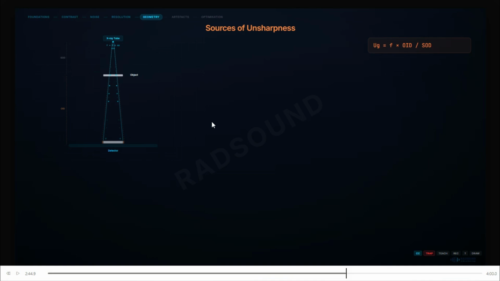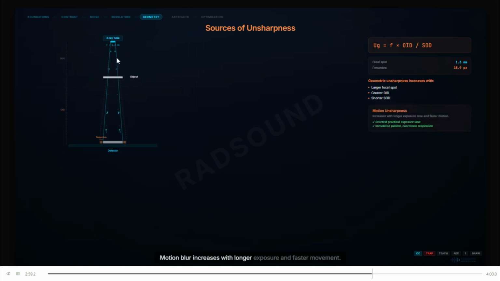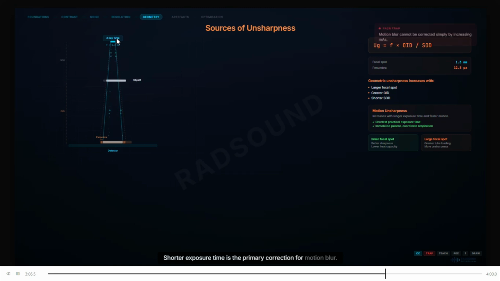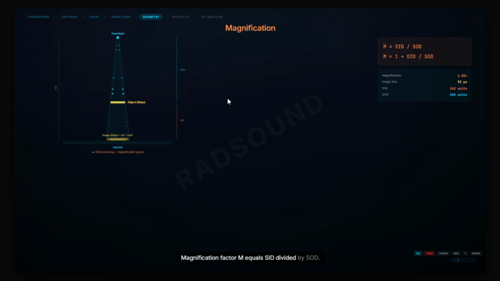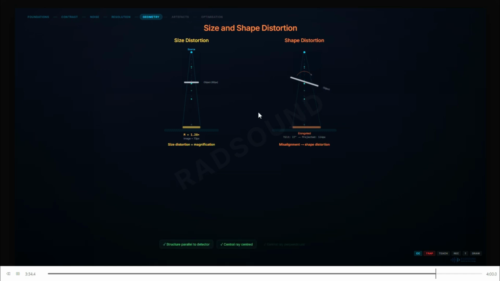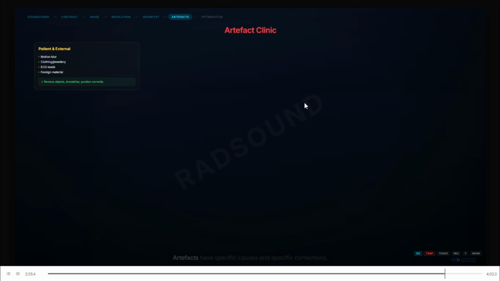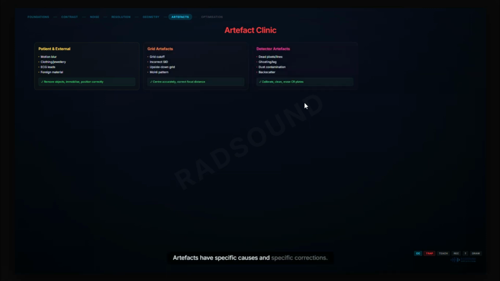In this geometric part, we may not take much time. Increasing the focal spot, making it bigger, will lead to blurring and penumbra, as you can see from the illustration. Moving the object away from or toward the X-ray source will lead to magnification. Misplacing the object, or moving the object away, will lead to distortion.